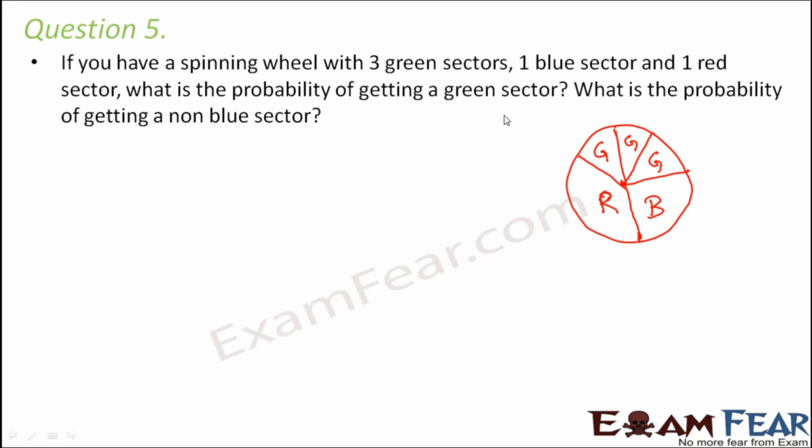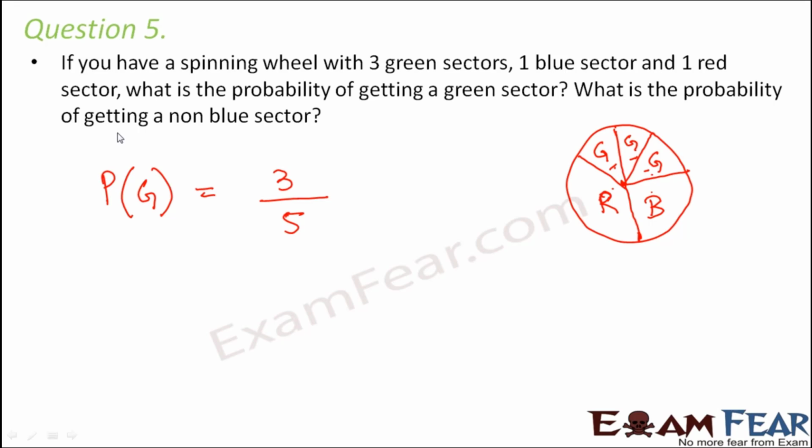Now what is the probability of getting a green sector? How many green sectors do you have? 1, 2, 3. So the possible green outcomes are 3. And what are the total possible outcomes? 1, 2, 3, 4, 5. So this would be 3 by 5. So the probability of getting a green sector is 3 by 5.